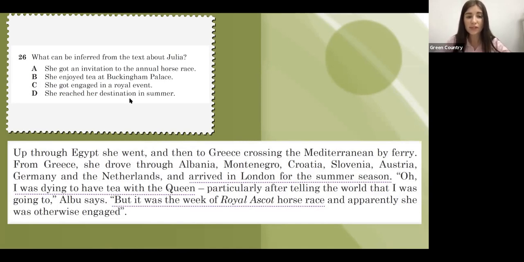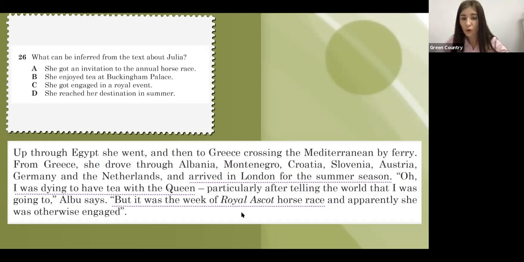I was dying to have tea with the queen. I was dying, it means I really wanted it, I wanted it so much. Just for you to know this phrase, probably you will have it in the test. If I say I was dying to do that, it doesn't mean that I really did that, it just means I wanted that. But who knows? So this one cannot be right. She didn't necessarily have tea at the palace. Option B cannot be right here.